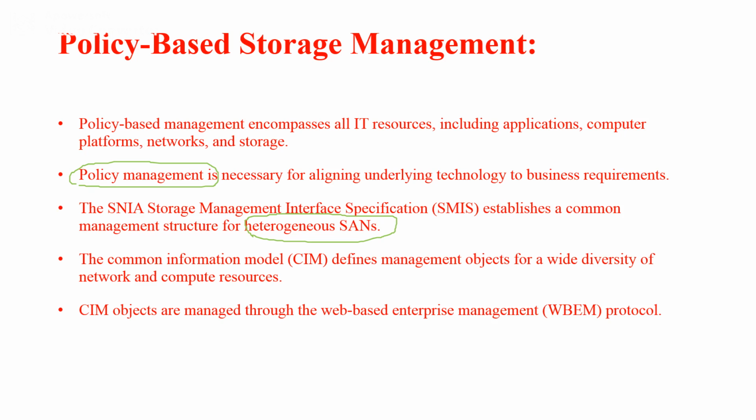The Common Information Model defines management objects for a wide diversity of network and compute resources. So we can also have a single model. That is the Common Information Model, which defines a set of management objects for a wide diversity of network and compute resources. The Common Information Model objects are managed through a web-based enterprise management protocol.